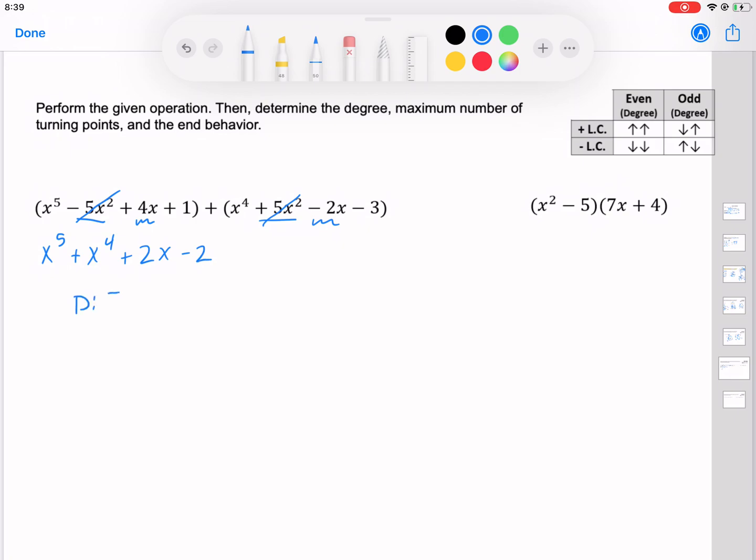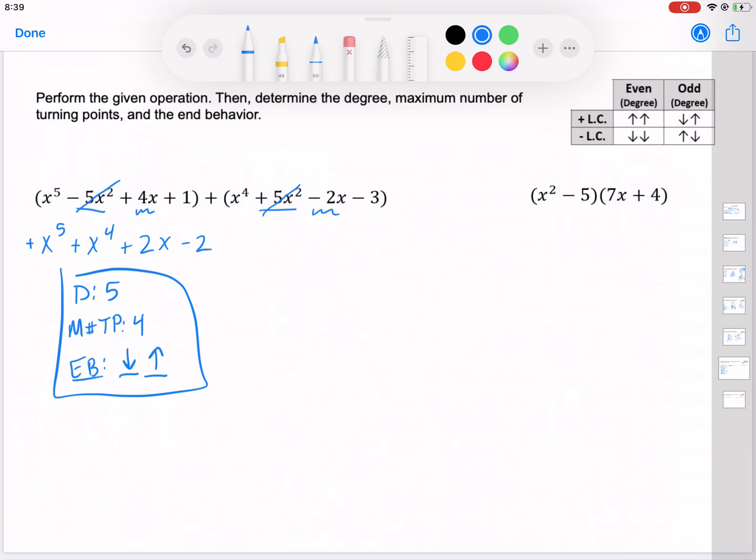So degree would be 5. Maximum number of turning points would be 4 because it's one less. And then end behavior would be, since the leading coefficient is positive, that means the right arrow is up. But since the degree is odd, we're going to switch the arrow.